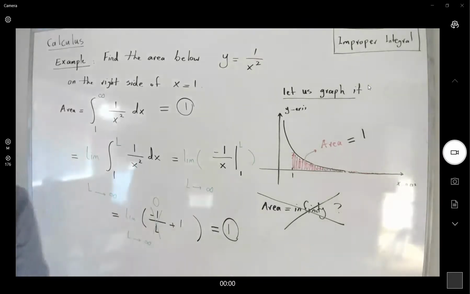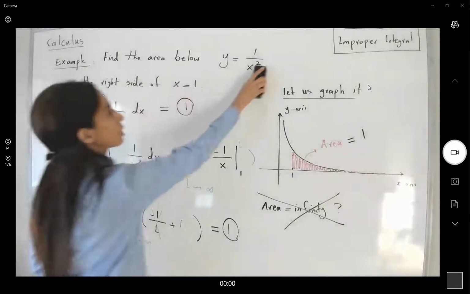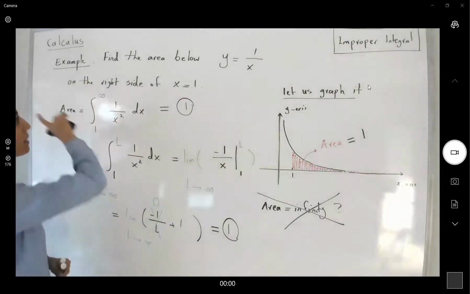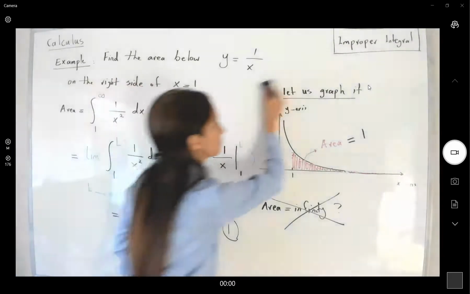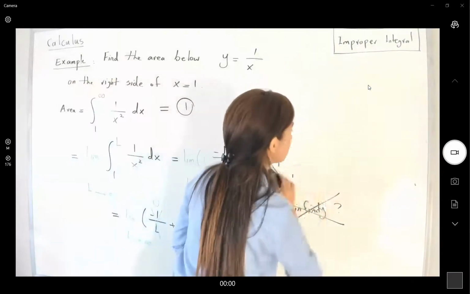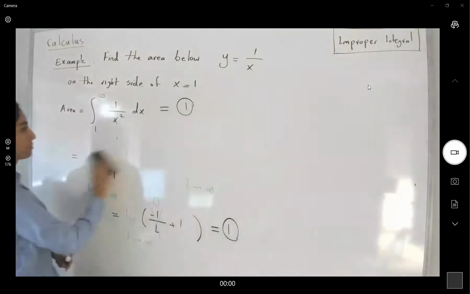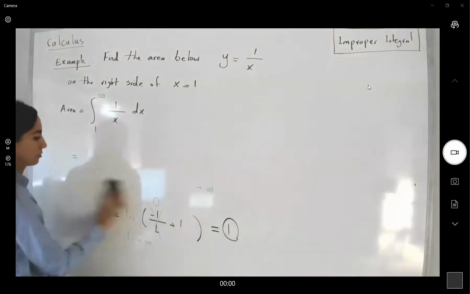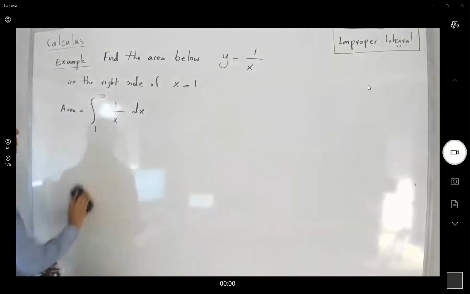Well, what if I ask you to find the area below y equals 1 over x on the right-hand side of x equals 1? What if we change the function? 1 over x.